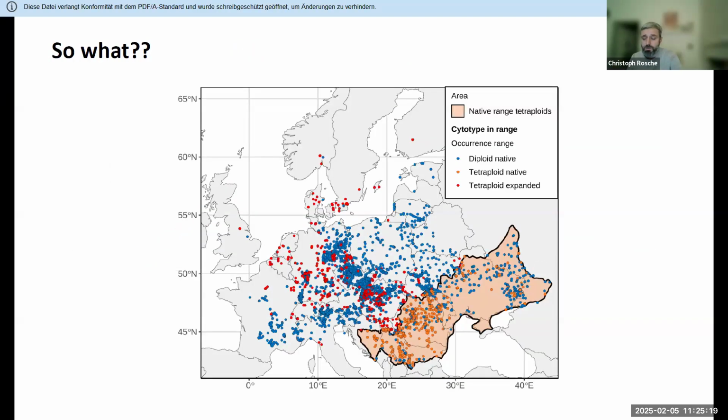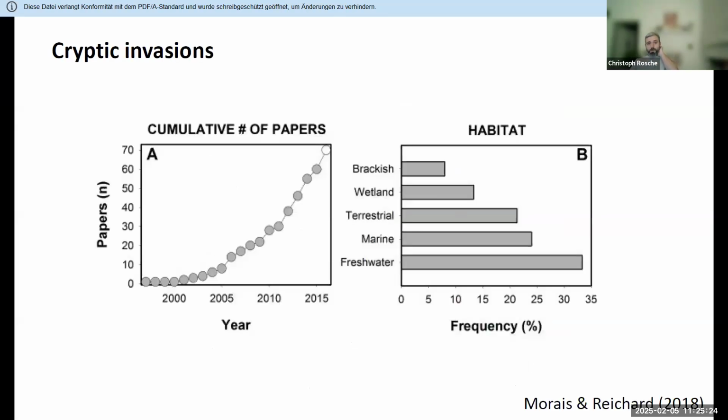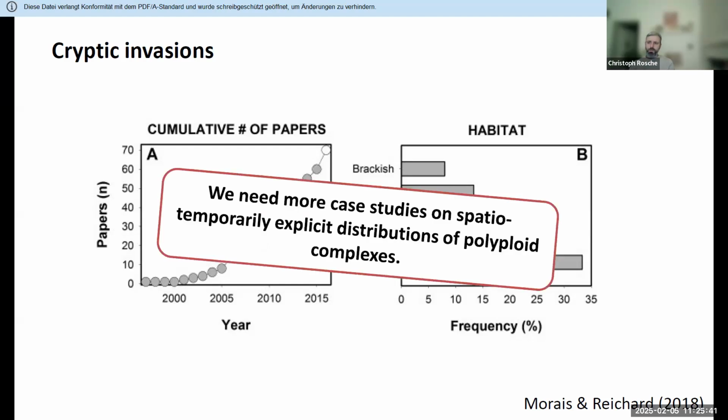So the key question is, what do we actually learn from the study beyond looking at nice figures? First, cryptic invasions. Moraes and Reichert already suggested that cryptic invasions are likely much more frequent and ecologically significant than we assume nowadays. So our study strongly supports this assumption, and to better understand how widespread this phenomenon actually is among terrestrial plants, we simply need more case studies on spatio-temporally explicit distributions of the polyploid complexes.